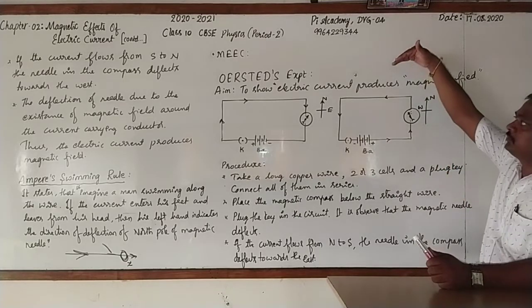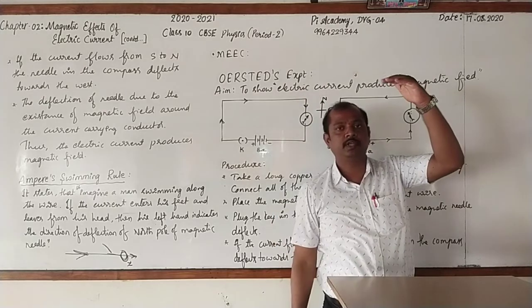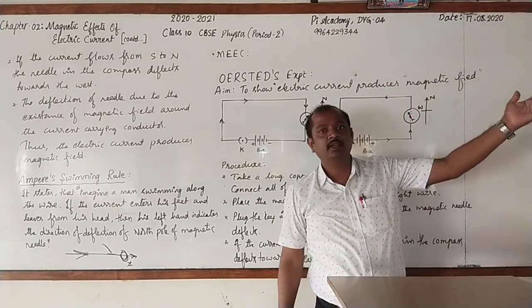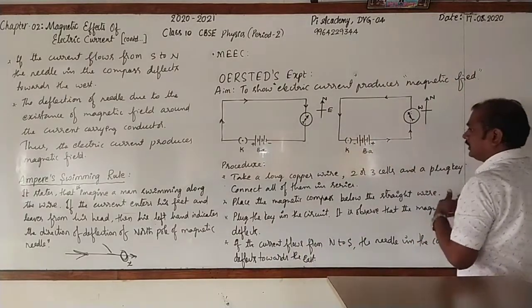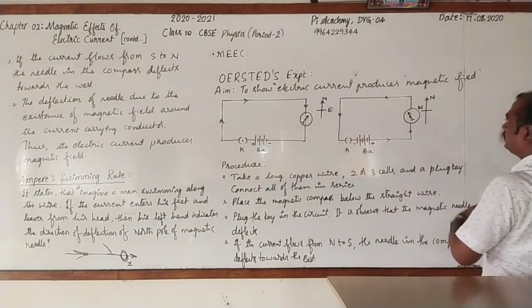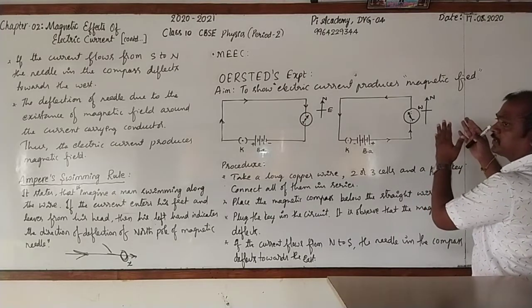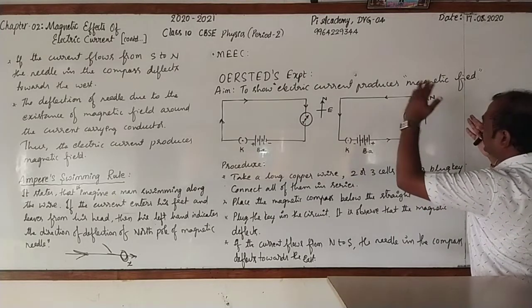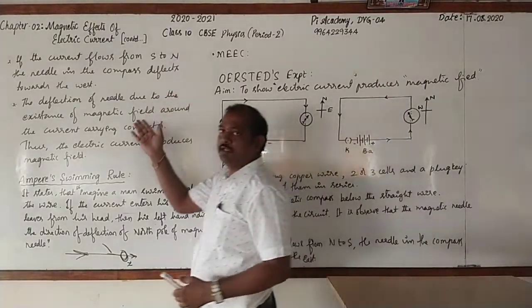Anyhow, see that when you stand like this, current is flowing from my head to feet, then my left hand indicates the direction of deflection of the needle. Then when the current flows from my feet to head, then the direction of deflection of the magnetic needle, again, will be on the left hand side. So that only has been written here.